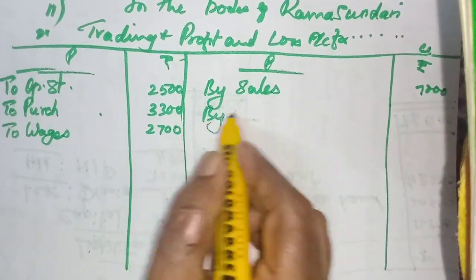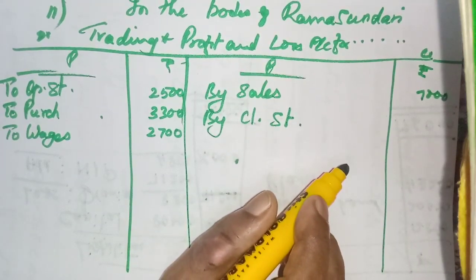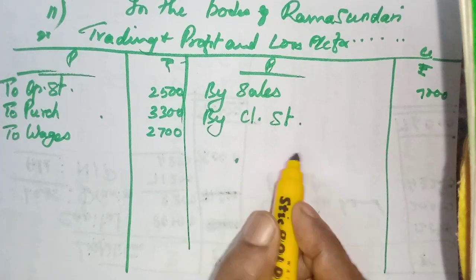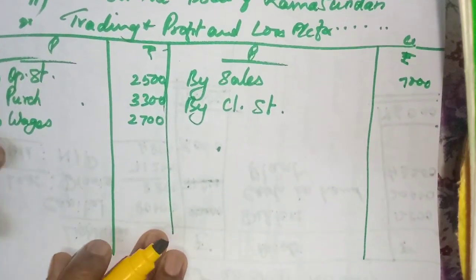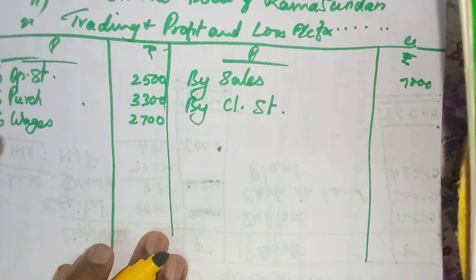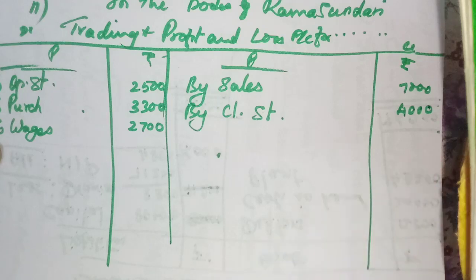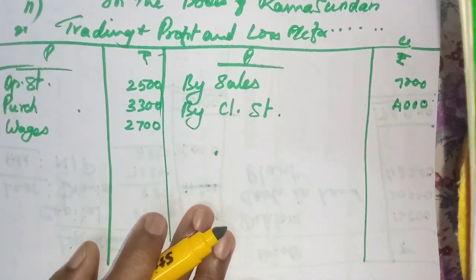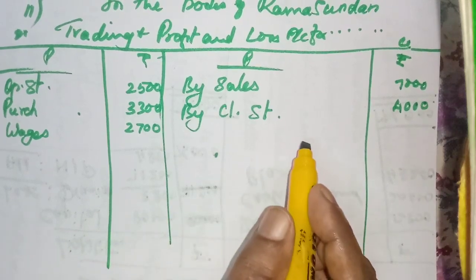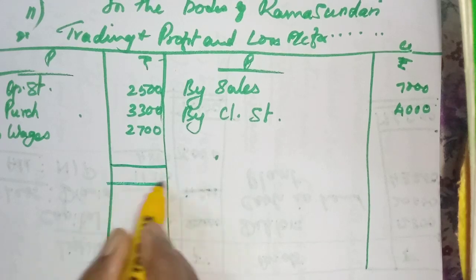Okay, then by closing stock. Fully you write. Closing stock is given? Not given, isn't it? So leave it there. 7,000. Closing stock is given, isn't it? 4,000. Usually they will not give it inside the trial balance. Closing stock will be given outside the trial balance. That's why I thought. But here it is given inside along with the other items. So we will write the total amount.